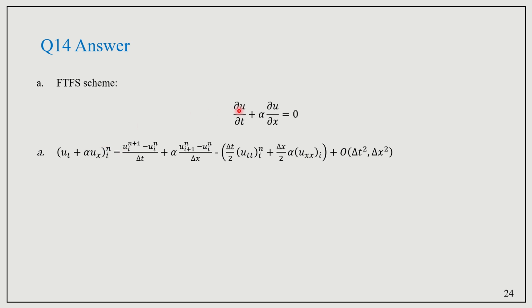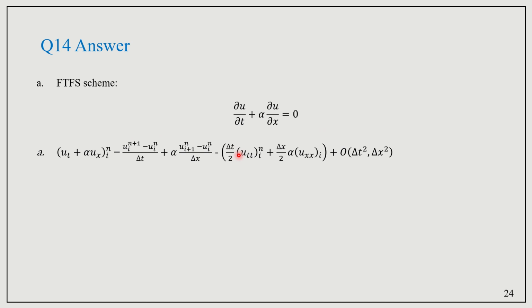So we are getting u i at n plus 1th time step minus u i at nth time step divided by delta t, plus alpha into u at i plus 1 at nth time step minus u at i at nth time step divided by delta x. So this is forward difference with respect to time, and this is forward difference with respect to space. Here we are varying the spatial coordinates. Here we are varying the time steps, that is n plus 1th time step and nth step. So delta t and delta x, and this is the truncation error term.